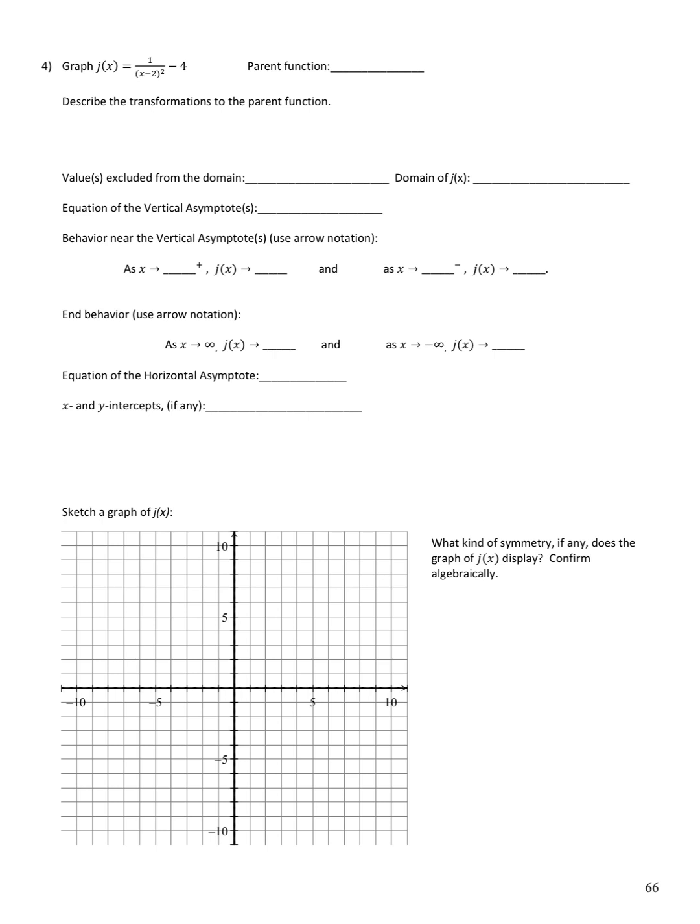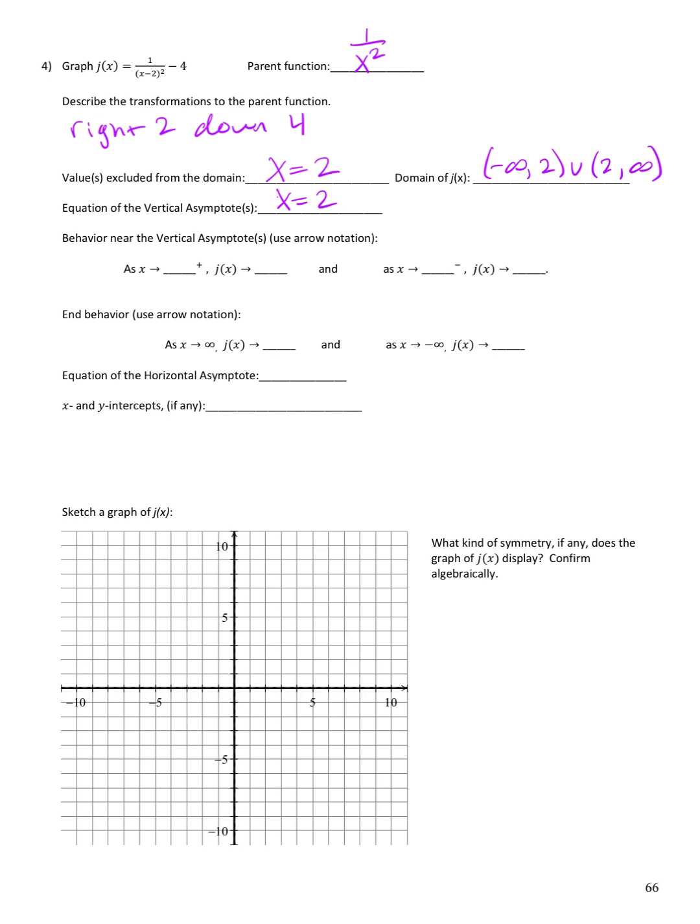Number 4, j of x equals 1 over (x minus 2) squared, minus 4. Okay, so the parent function is going to be 1 over x squared, and the transformations are both shifts. I'm going to go right 2 and down 4. So values excluded from the domain would be 2. I can't put x equals 2 in, or I'd have a 0 in the denominator, which means my domain is negative infinity to 2, unioned 2 to infinity. And that means my vertical asymptote is at x equals 2.